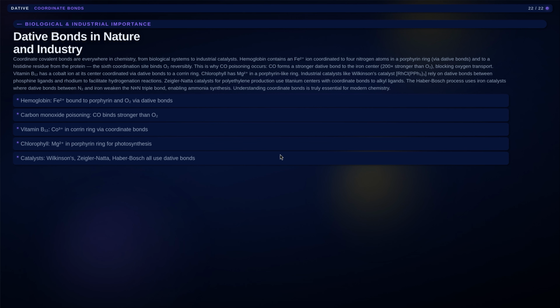Vitamin B12 has a cobalt ion at its center, coordinated via dative bonds. Chlorophyll has magnesium in a porphyrin-like ring, essential for photosynthesis. Industrial catalysts like Wilkinson's catalyst rely on dative bonds between phosphine ligands and rhodium. The Haber-Bosch process uses iron catalysts where dative bonds between N2 and iron weaken the triple bond, enabling ammonia synthesis. Understanding coordinate bonds is truly essential for modern chemistry.